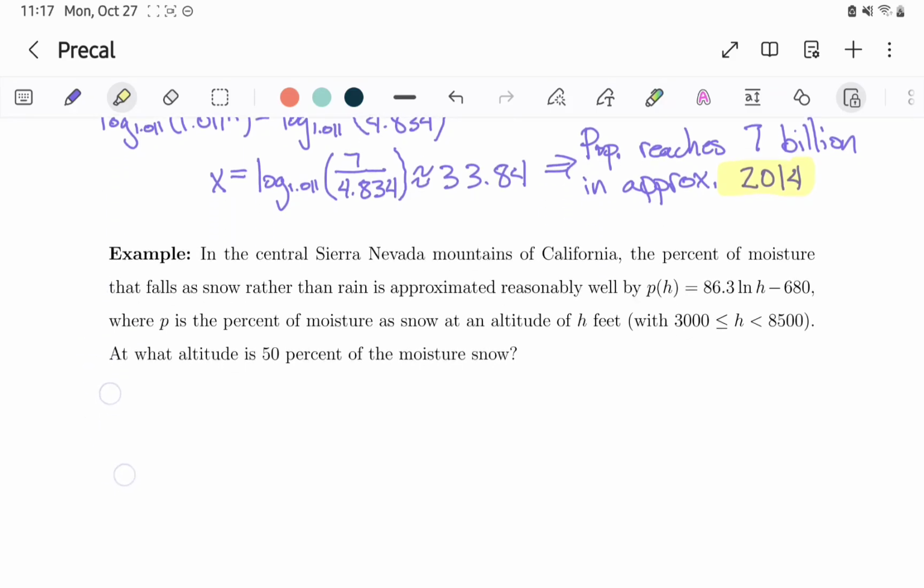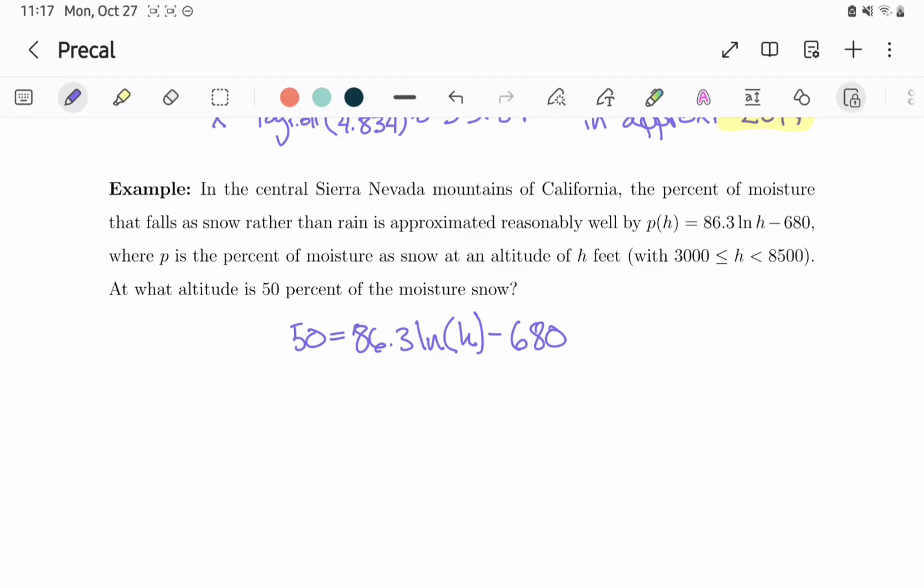So what we're going to do here is set p of h equal to 50 and solve. So that gives us the equation 50 is equal to 86.3 times natural log of h minus 680. Okay, and then what we're going to do is add 680 to both sides. So we have 730 is equal to 86.3 times natural log of h.